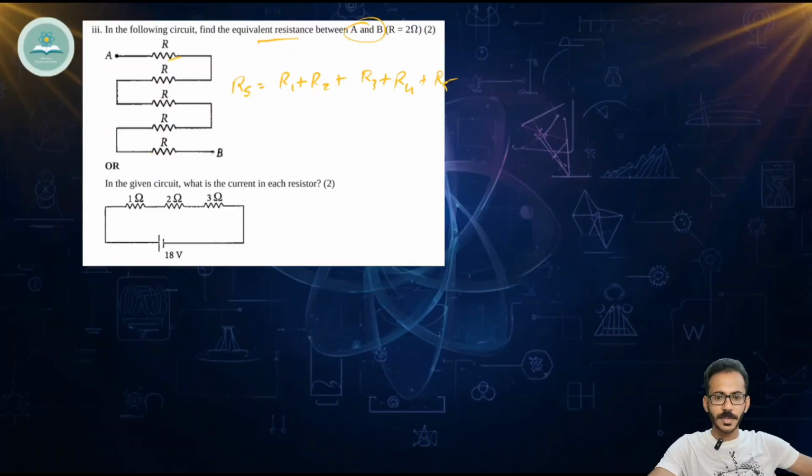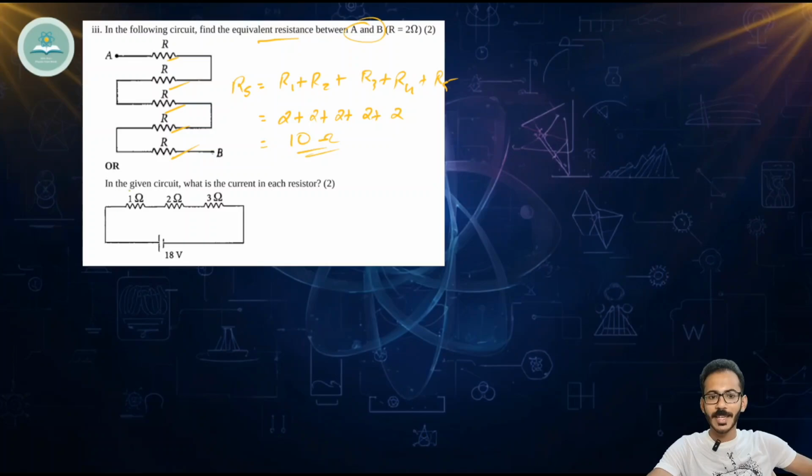Here we have 1, 2, 3, 4, 5 resistors. Each one is 2 ohm. So let's add all this: 2 plus 2 plus 2 plus 2 plus 2. 1, 2, 3, 4, 5. So 5 twos are 10. We'll get 10 ohm. 10 ohm is the answer.